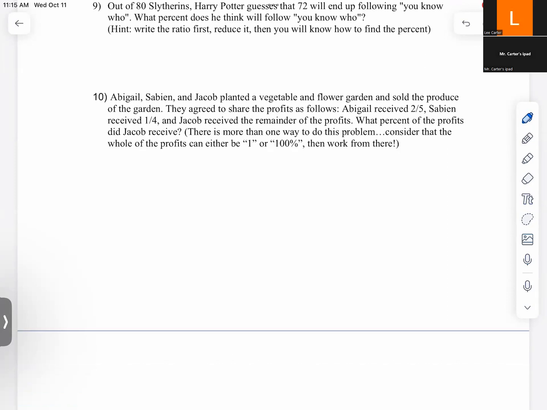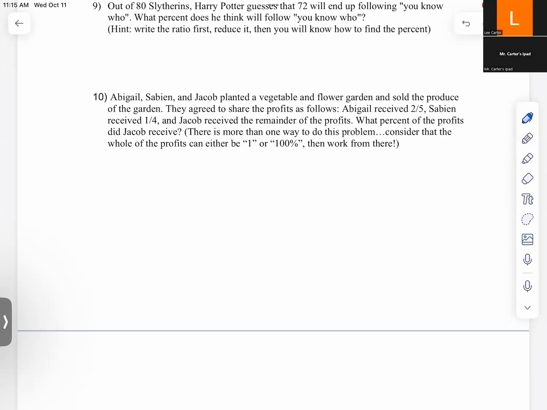Number 10, Abigail, Sabian, and Jacob planted a vegetable and flower garden and sold the produce of the garden. They agreed to share the profits as follows: Abigail got 2 fifths, Sabian 1/4, and Jacob got the rest. What percent did Jacob get?